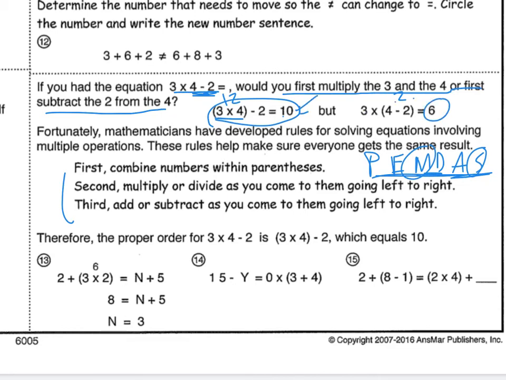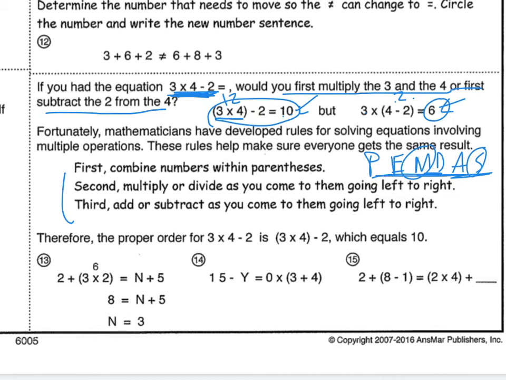The actual solution to this equation is 10. If you were to write 6, you would get it wrong. So the proper order is to multiply first and then do the addition or the subtraction. Or you could also do division first. But before we do any of that, we have to do the parentheses. Parentheses always mean do me first.